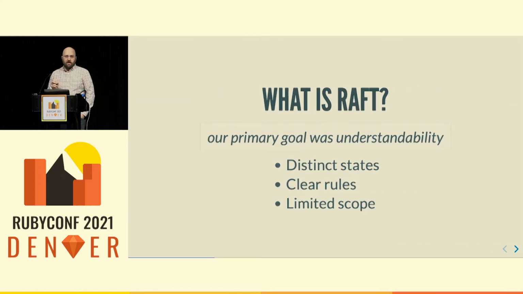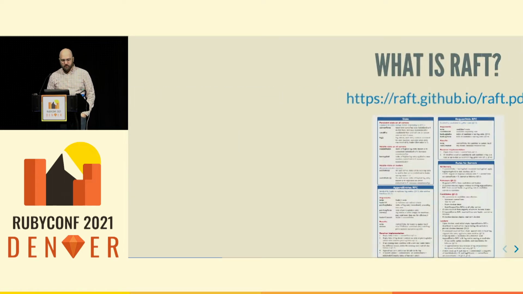The key part of Raft and why it was made: they said our primary goal was understandability. It's really easy to make incomprehensible systems of computers talking to each other, and Raft tries to avoid that. It does it by having pretty distinct states that each node is in at a time, and pretty strictly limiting the scope of what it does. So in a Raft cluster, like we mentioned, only the leader can accept writes, and it only gives you an append-only log. Anything else you want, you have to build on top of it.